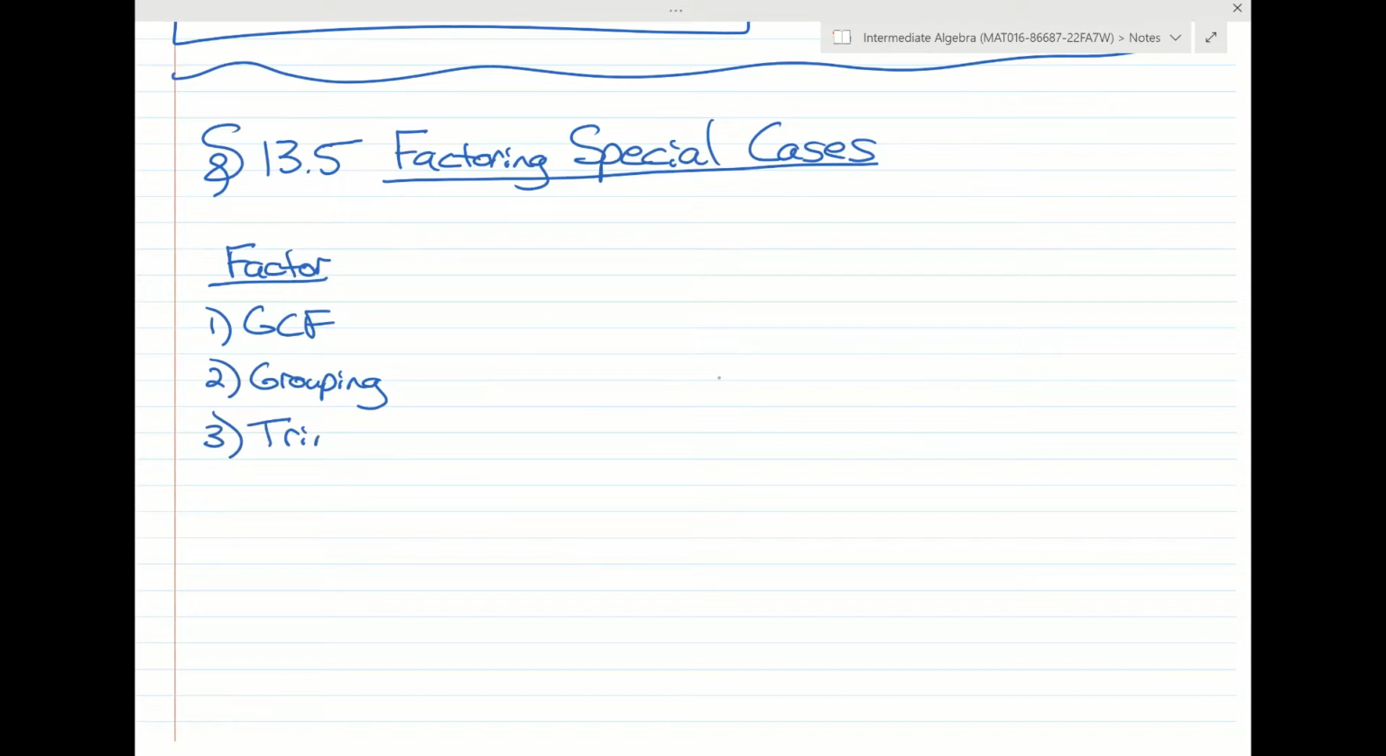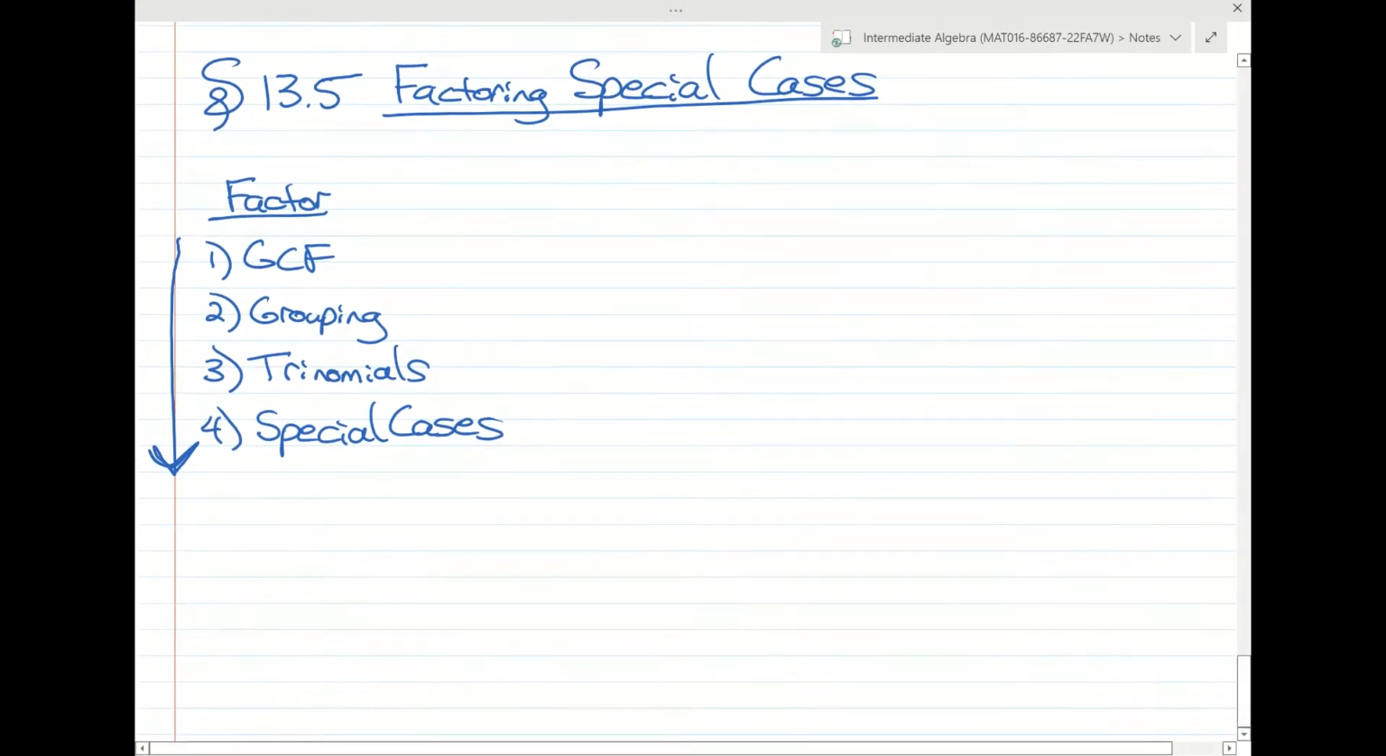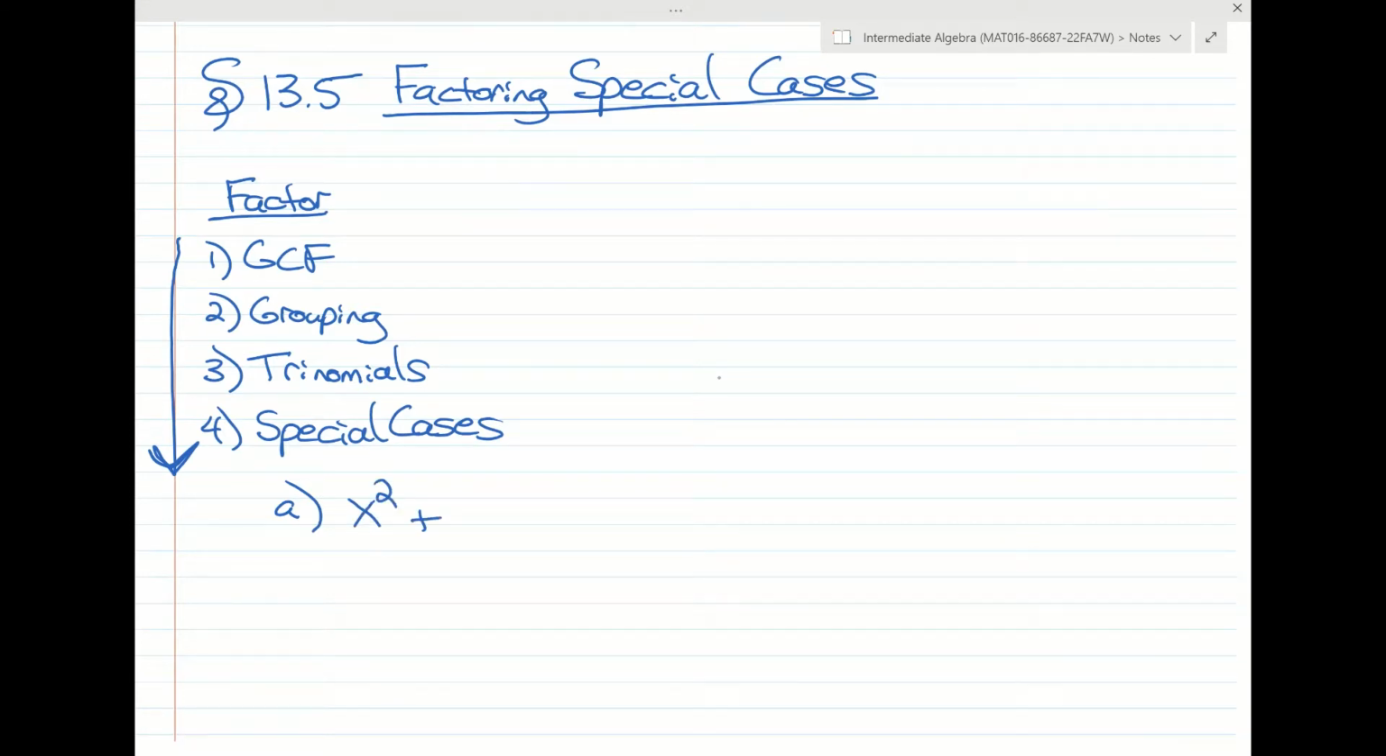We've talked a lot about trinomials up to this point, and the last step for factoring is called special cases. There are three different types of special cases we'll go over tonight. Just like before, we factor going in this direction. So even if you see something that looks like a special case, first thing we want to do is take out a GCF.